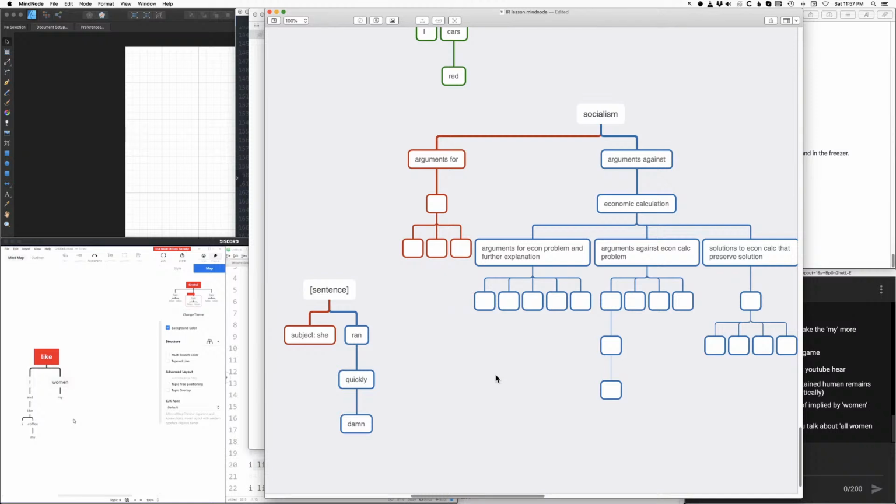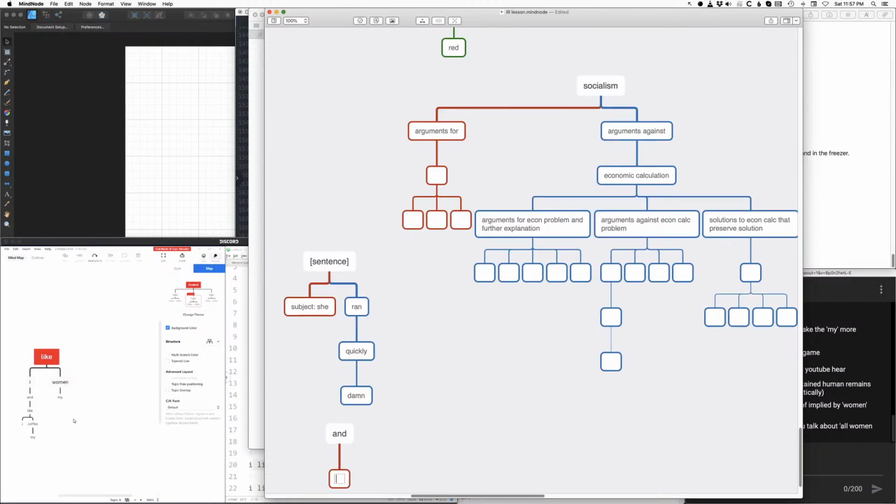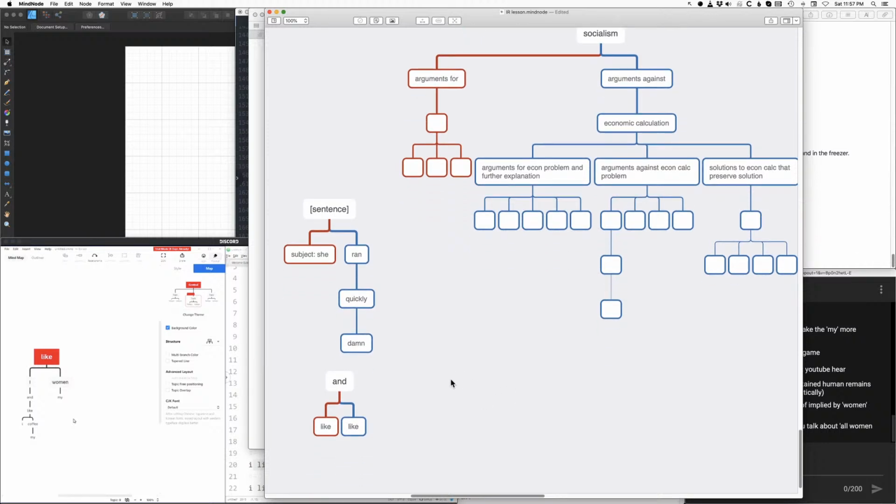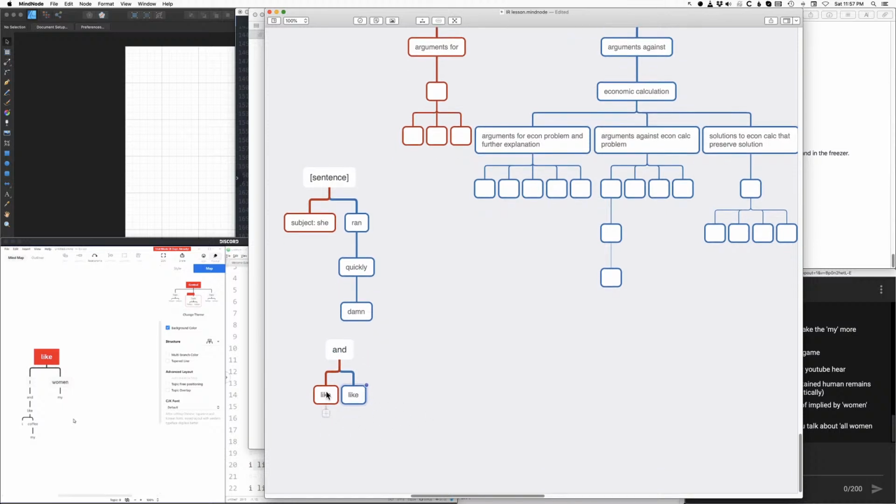What I would do is I put the and on top. The reason is that the whole sentence is a group of two things. So the and is saying we're going to have a group of things. So I see it as a parent. And then what are the things that it's grouping together? The like and the like. And then the other stuff goes under there as you did.